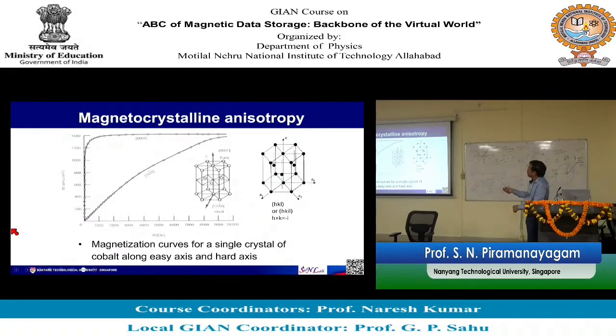On the other hand, let us say I apply a magnetic field along the 1 bar 0 direction, which is the hard direction. I need a very large magnetic field to bring the magnetization towards this direction. You see I keep increasing the magnetic field, slowly the magnetization increases, and finally it reaches close to saturation. So this is the difference between an easy direction and a hard direction.